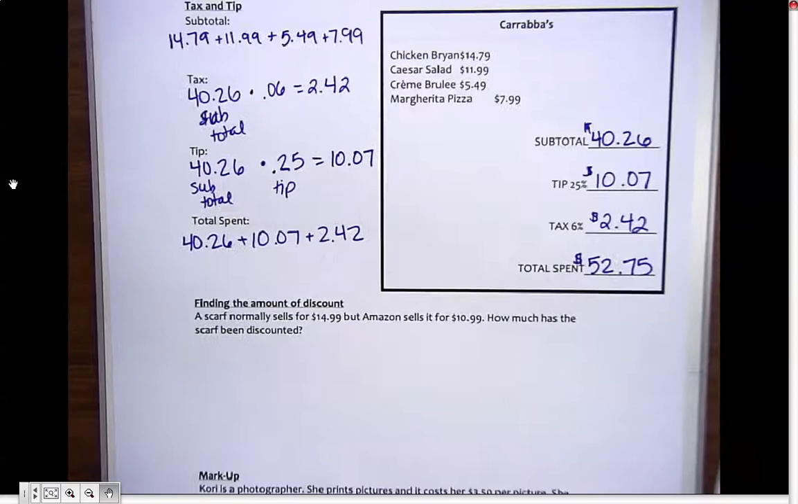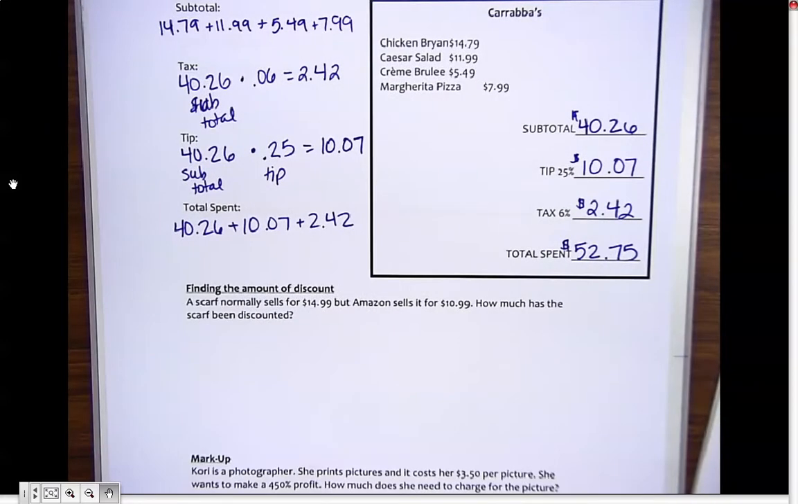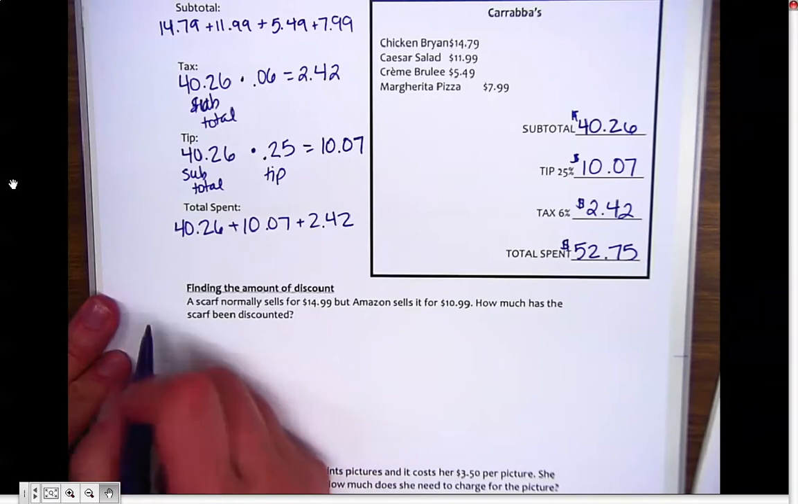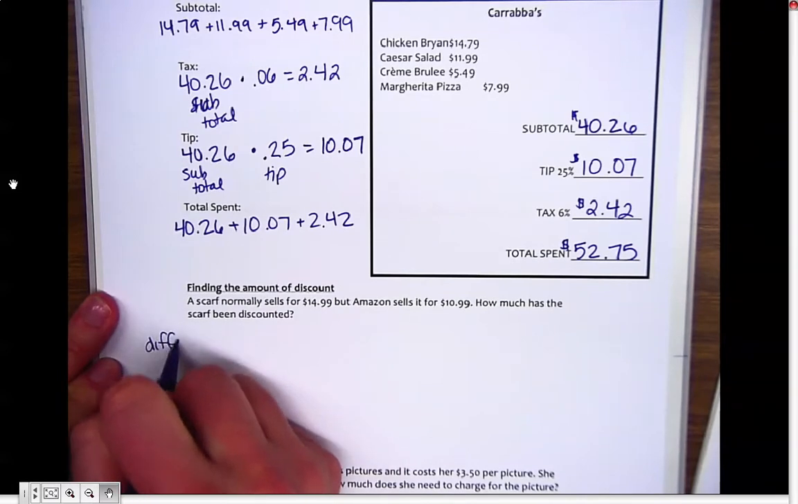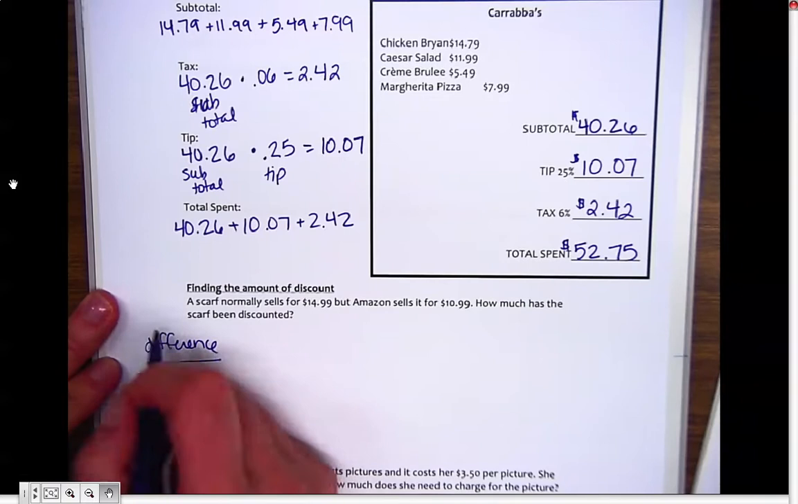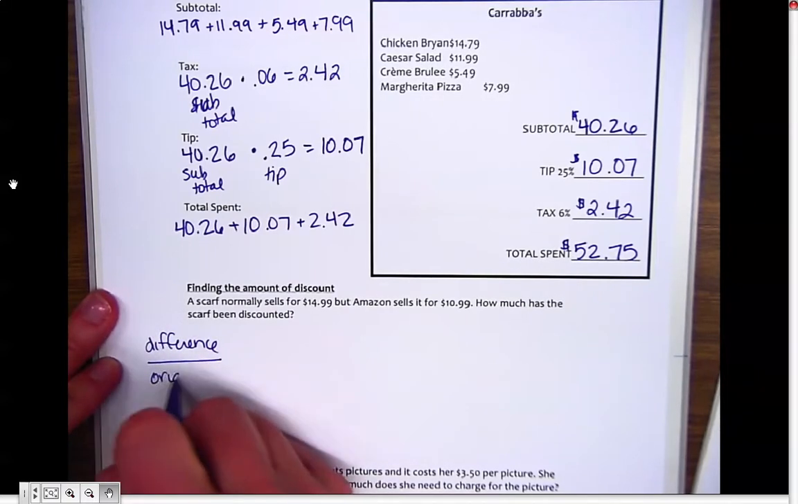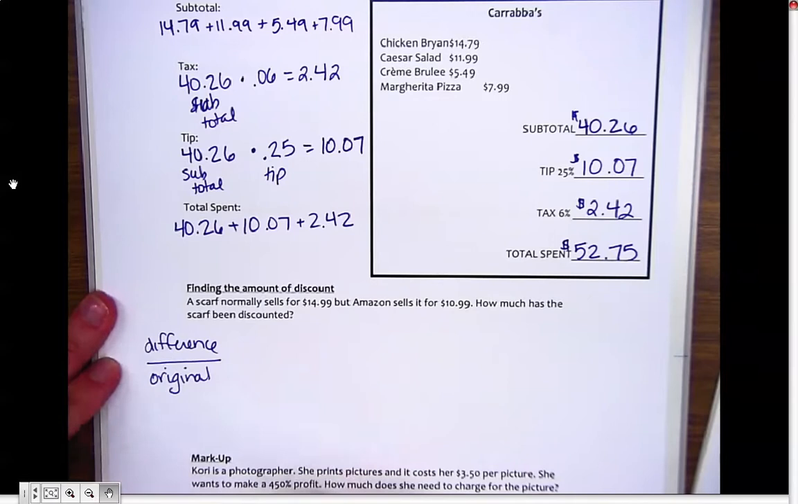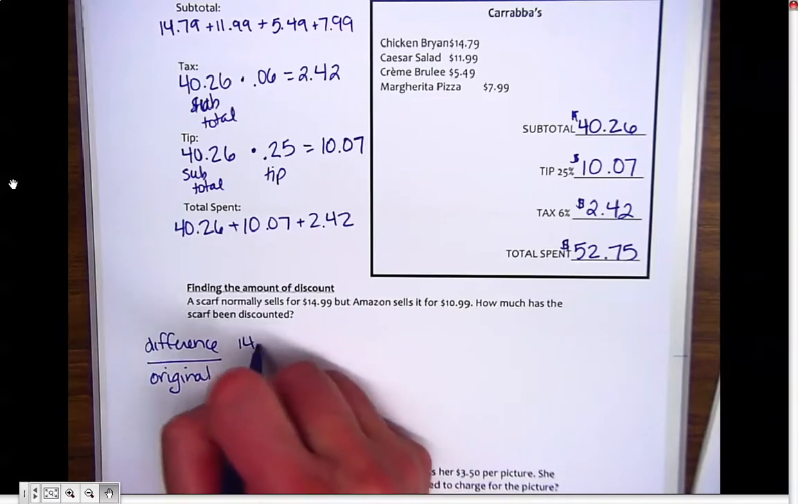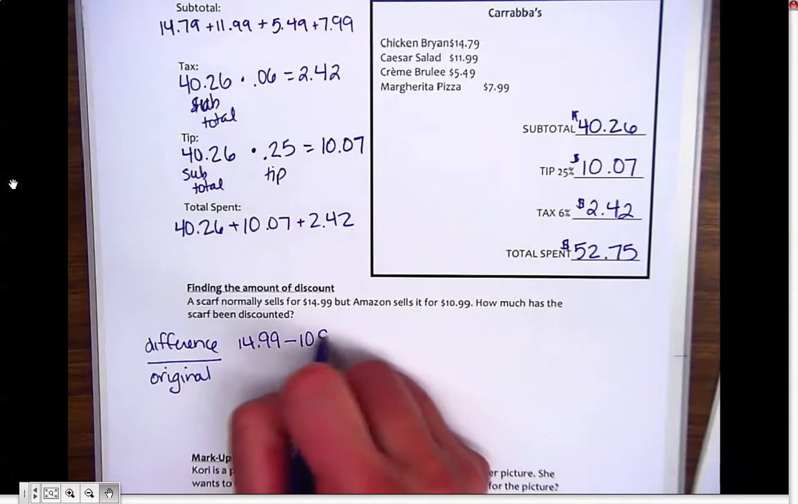Next, we're going to take a look at figuring out how much something has been discounted. So this is the opposite of our pastry chef problem where the item was being marked up. Now we're taking a look at how much it's being discounted for. So the first thing that we need to do is find our difference, and we're going to put our difference divided by the original. So I'm going to subtract them, $14.99 minus $10.99.